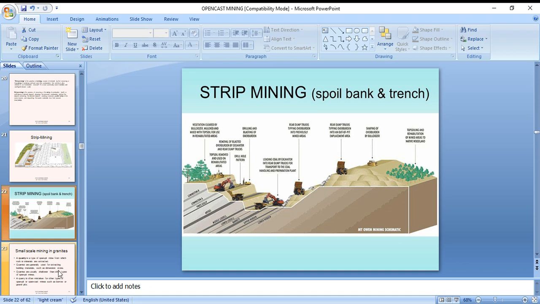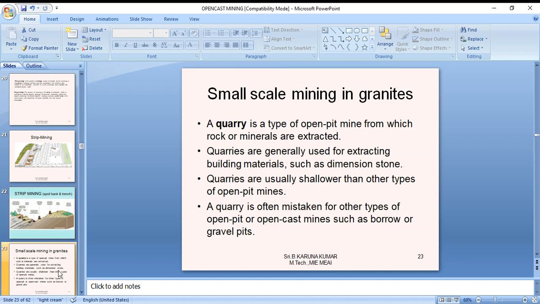Now I go to another topic, small scale mining in granites. You can say the small scale industry. Most of the students are very confused about the stage of quarry and open cast mining. If you go through the villages in some areas, Nelkondapalli, Nalgonda, Khammam, in Andhra Pradesh, also Chimakurthi area, most of the granite industries are there. They are quarries. So students should be able to understand the difference between the open cast mine and quarry, dimension stone mines.